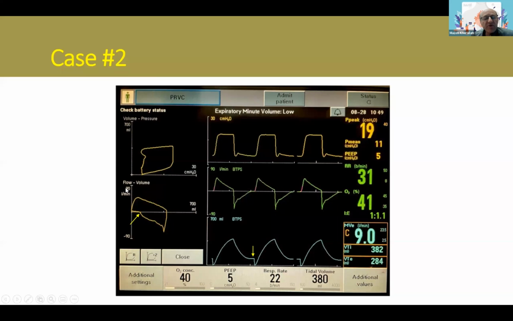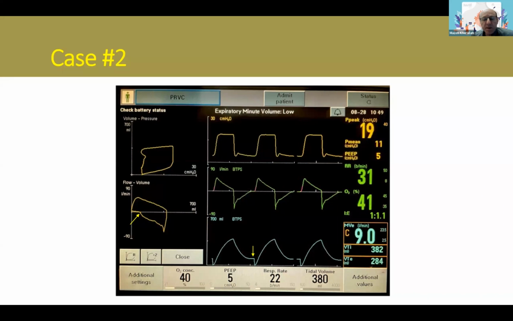If you take a look at the flow volume loop, you can nicely see that this patient is on a decelerating flow waveform. And then this is the start of expiration. So this point correlates to this point here. You can see the peak inspiratory flow here. That is the peak of the inspiratory flow here. And then since this is decelerating, it decelerates gradually. So this is the inspiratory volume from this point to this point, which is 382.